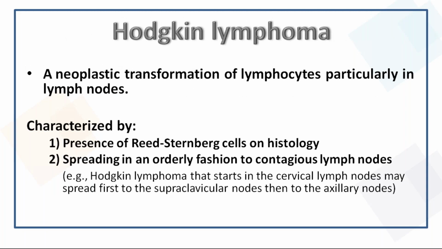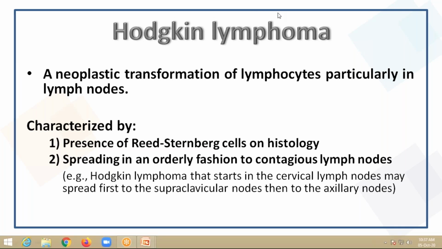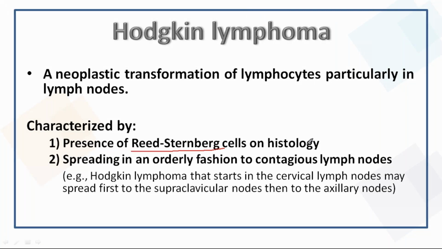So first we'll talk about the Hodgkin lymphoma. It's the neoplastic transformation of the lymphocytes, particularly in lymph nodes. What determines that it is a Hodgkin's lymphoma is two characteristics. One is the presence of the Reed-Sternberg cell, which is a histological finding. What is Reed-Sternberg? We'll see later. And then spread in orderly fashion. For example, it spreads to contiguous lymph nodes, one after the other. If it starts in cervical nodes, it spreads to the supraclavicular, the nearest next group anatomically. That is, sequentially it's going. So these two characteristics, one histological, one characteristic clinical presentation, determine the Hodgkin's lymphoma.